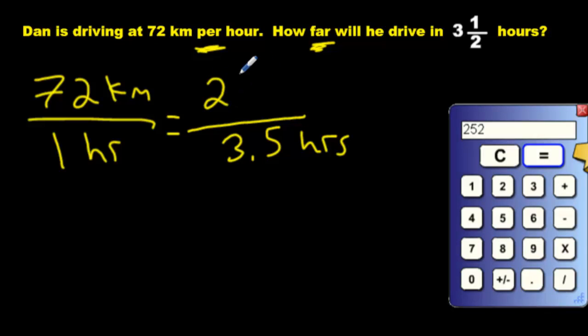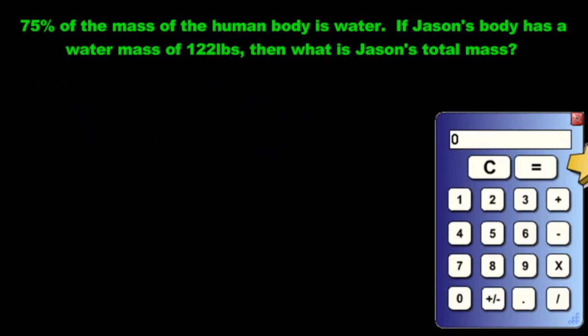Holy smoke, that's a big number, 252. Yeah, it makes sense because if he's going 72 in 1 hour, he's going to go another 72 in the next hour and another 72 in the next hour. So that's already like in the 200s. And then you just add a little bit more. And so it's reasonable. And that's how you do this question. Not too difficult. Now we have 2 to go. You've been doing very well.